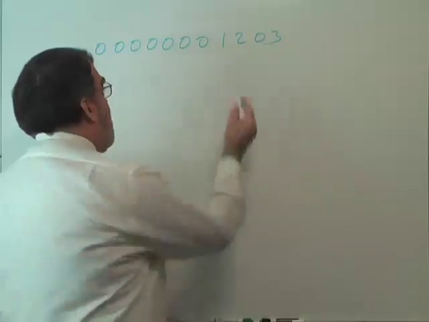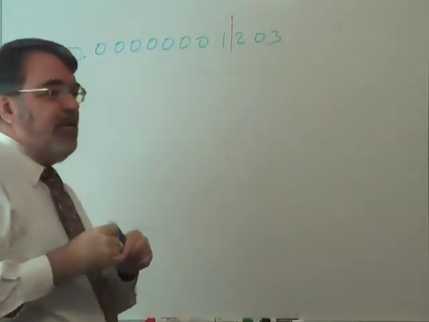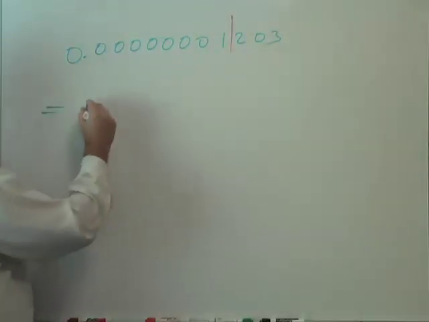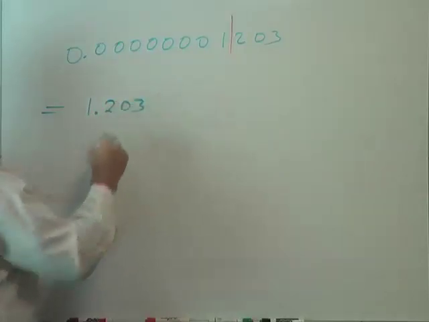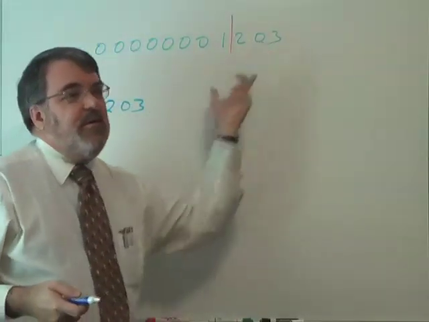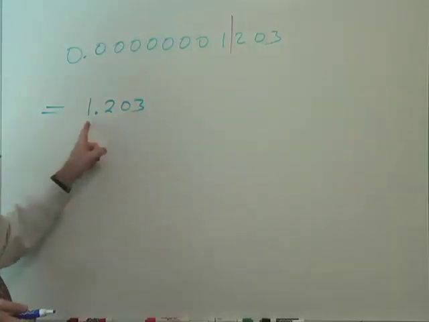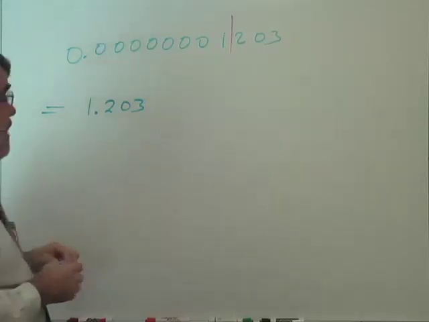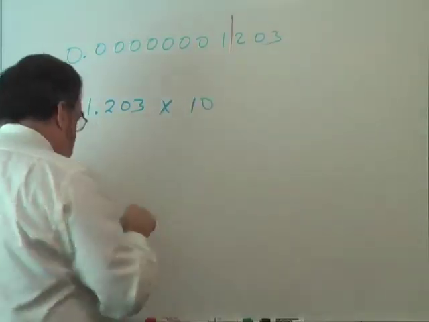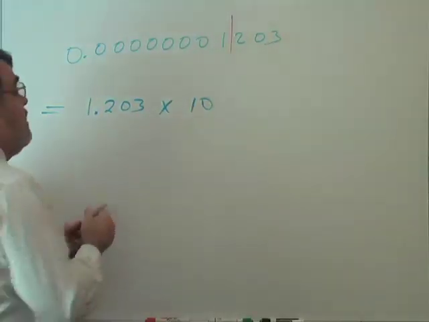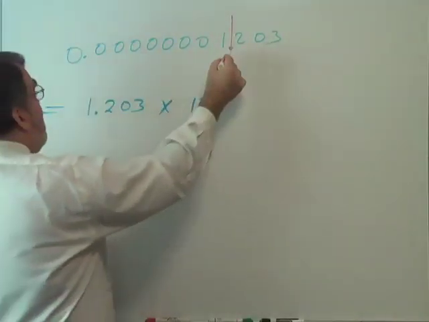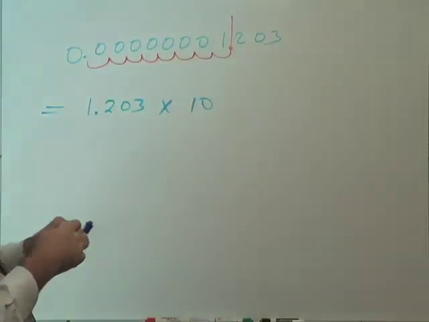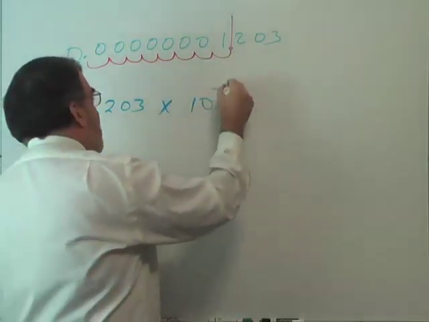So how do we do this? Our cutoff, again, is going to be after the first significant digit, 1, and I'm going to write this as 1.203. So here I kept my 4 significant places, but again, 1 digit here, and then a decimal point. 1.203 times 10 to the what power? Well, let's count. From this decimal point to that decimal point is 1, 2, 3, 4, 5, 6, 7, 8. 8 places. And so this is going to be minus 8.